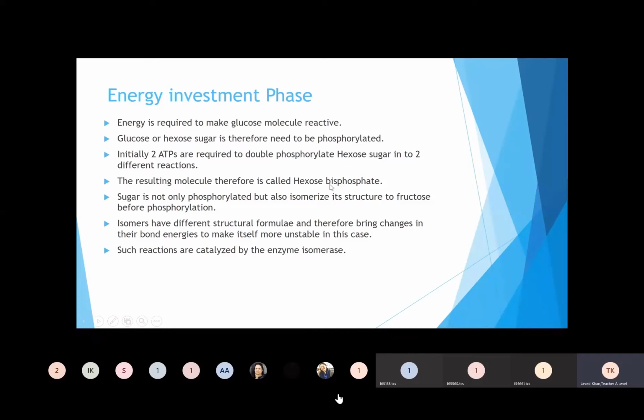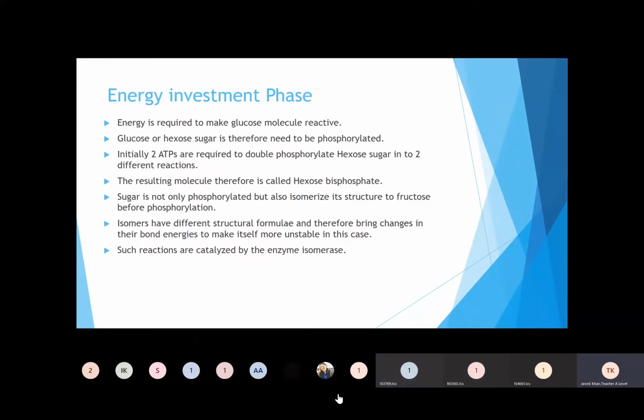Hania, are you here? Yes, sir. Hania, can you tell me which molecule is more reactive? Sugar, glucose, or hexose bisphosphate? Sugar. If sugar is more reactive, then why we? No, sorry, hexose is more reactive. Yeah, because we have consumed the ATP to make it unstable. Aisha Tasveer, which molecule is more unstable, sugar or hexose bisphosphate? Hexose bisphosphate is more unstable due to the presence of these 2 phosphate groups, right?